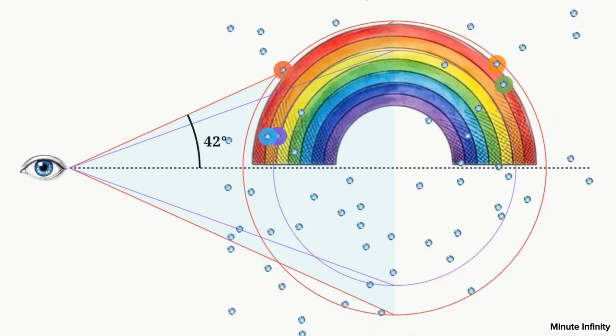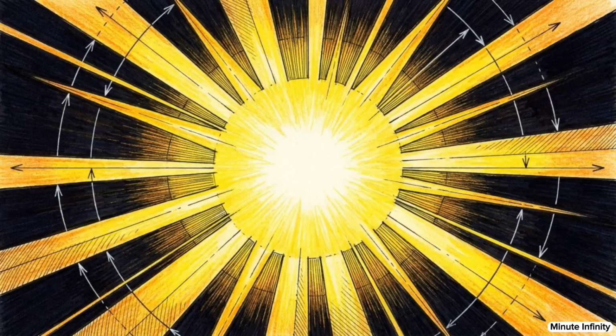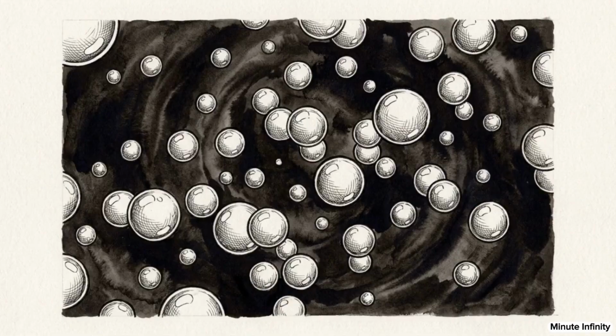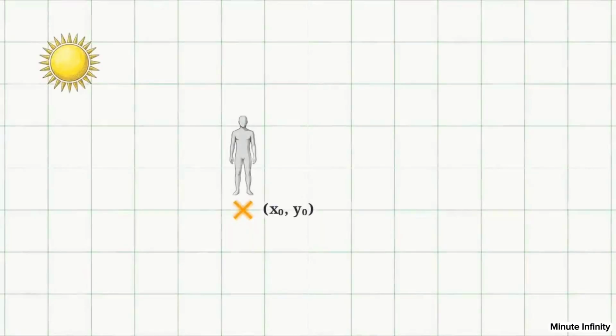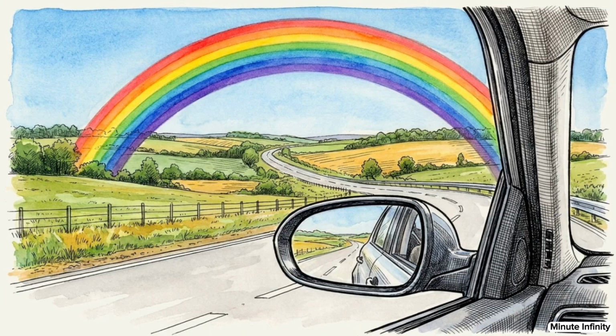This makes the sky function like an active, real-time collaboration between solar radiation, the falling water, and your own biology. The colors only align when your eyes occupy that specific physical coordinate. If you move, the old rainbow vanishes and a new one takes its place.